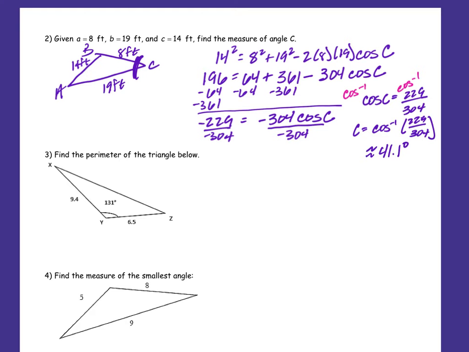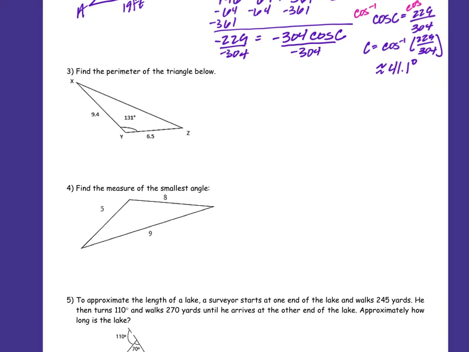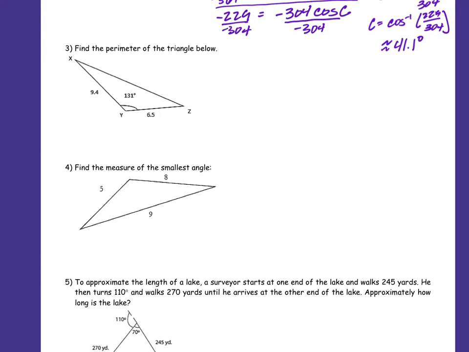So let's see what the next one says. The next one says, find the perimeter of the triangle below. Can someone tell me what it means to find the perimeter? What does perimeter mean? Anybody? What does it mean to find a perimeter? Add up all the sides. Add up all the sides. That means I need to know all the sides, right?